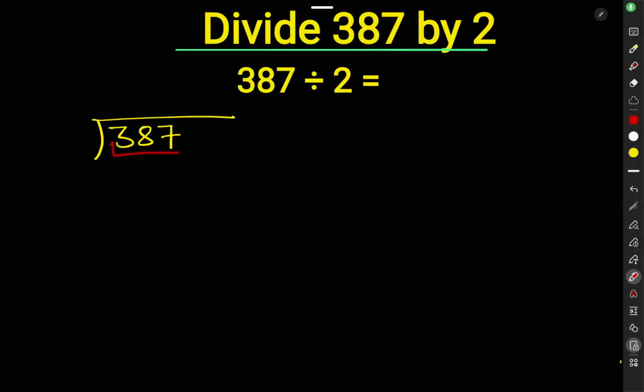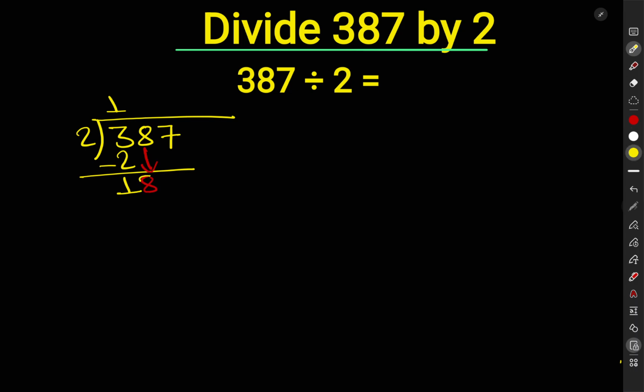Divide 387 by 2 in long division method. So 2 times 1 means 2. On subtracting we get 1. So now this 1 is less than 2, so we put down the number beside this, 8.